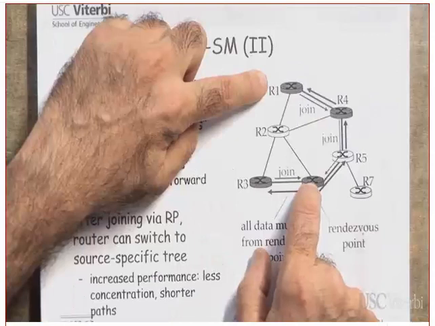By the way, how would this one know that there is a source in here? Will flooding work in this situation? Flooding will not work in this situation. You are not going to flood multicast packets to all autonomous systems. So it becomes much more complicated. See what efforts have been made here.